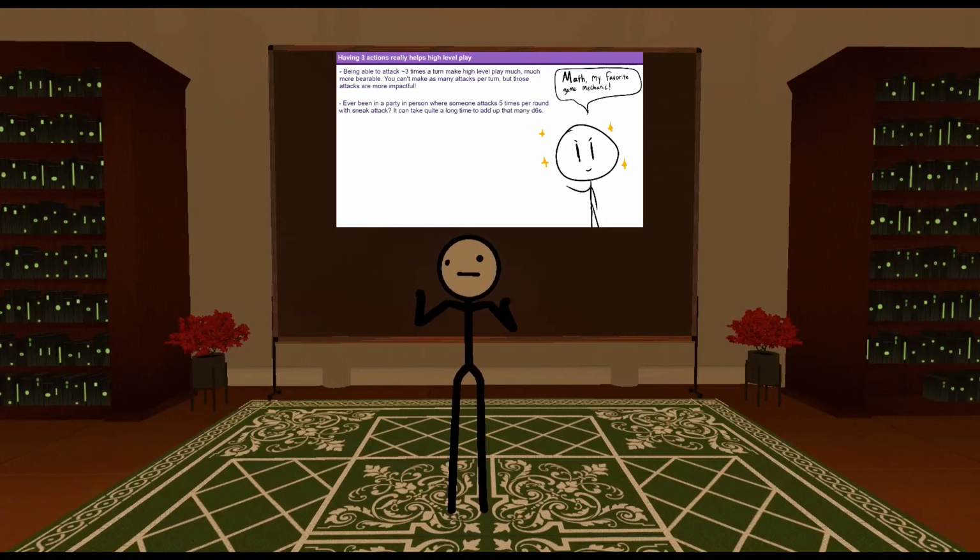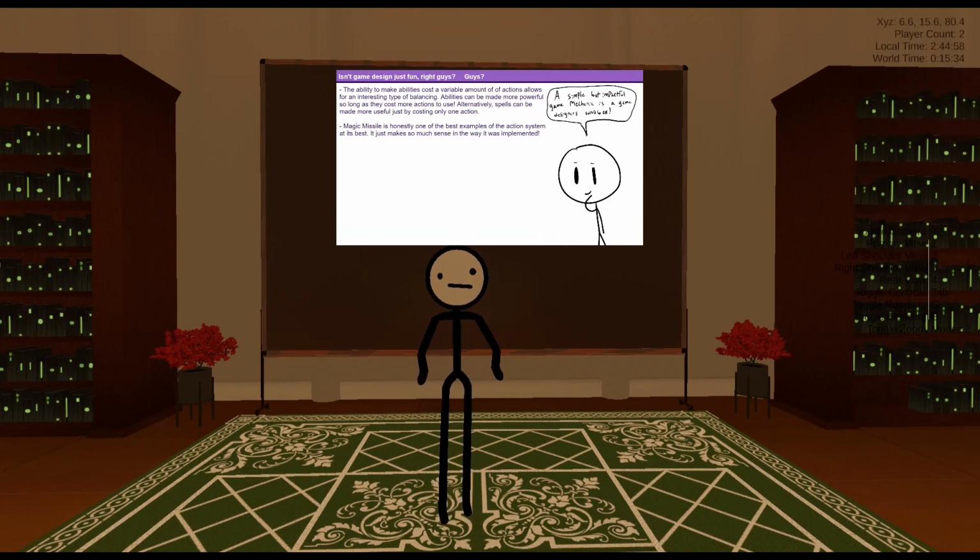So the 3-action system really simplifies things by making sure that everyone has about the same amount of actions to use no matter what level they're playing at. The 3-action system also has some interesting implications across the other parts of the system and how particular abilities and spells are designed. Some spells and some abilities can allow you to use a variable amount of actions to get different effects, which makes sense.